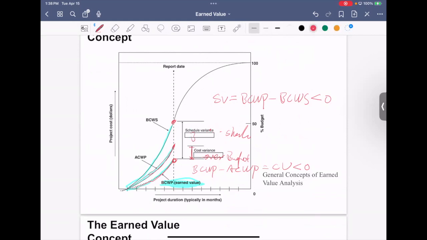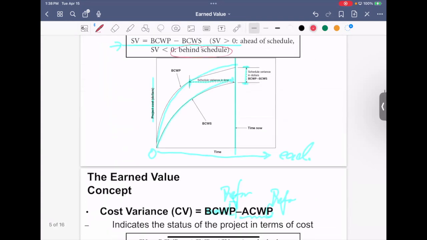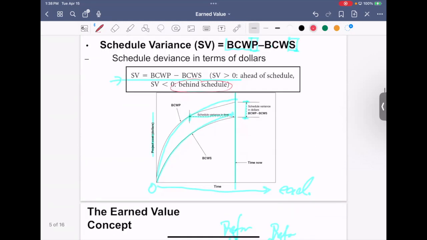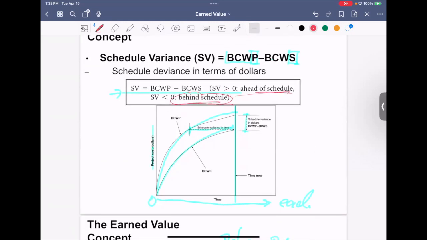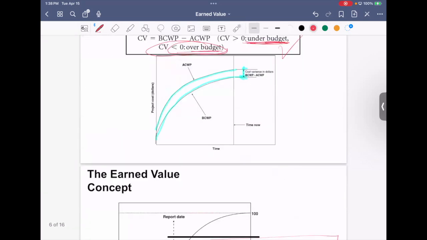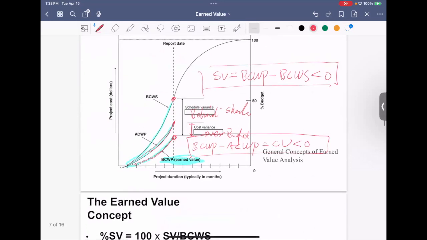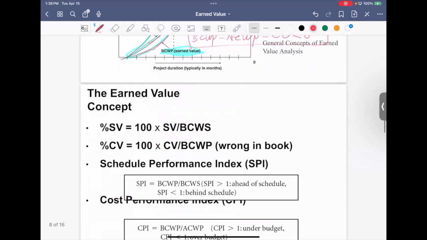Does that make sense to you? So just do those calculations and figure out whether it's more than 0 or less than 0, and compare with this standard here. Then you can make a conclusion whether it's under budget or over budget, or ahead of schedule or behind schedule, right? Okay, so the challenge we have here is actually how to determine the BCWP, BCWS, and ACWP, right? We will get to the calculation soon.